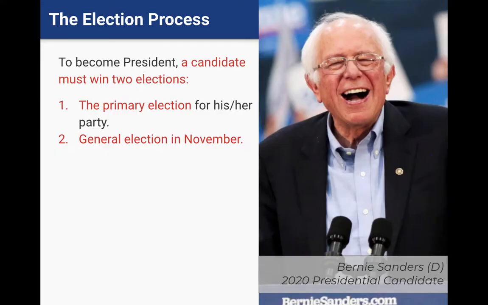Okay? So, the election process. Once you decide to run for president, there's two elections you really have to win. First is called the primary election. This is where you're winning the nomination for his or her party. Okay. This is Democrats running against Democrats, Republicans running against Republicans. Then, once you win your primary election, now it moves on to the general election that's going to be held in November of that election year.